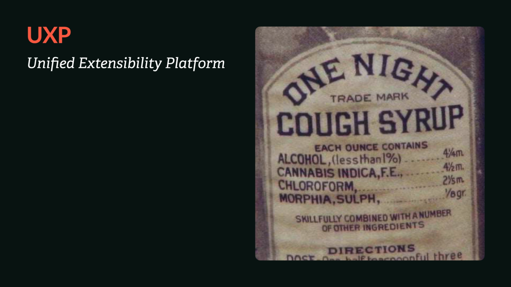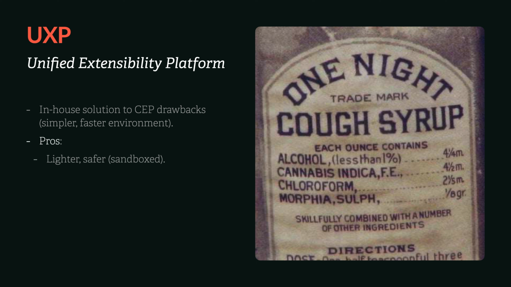So finally, we get to UXP, the Unified Extensibility Platform. CEP was common, now we are unified. I hope you are familiar with this thing, being someone who watches my videos. This is the in-house solution to the CEP problems that we have just talked about, especially in terms of performance. UXP is much lighter. Adobe can afford to make more and more first-party features through UXP without affecting your computer performance so much. Speaking of other upsides of the platform, it's much safer.